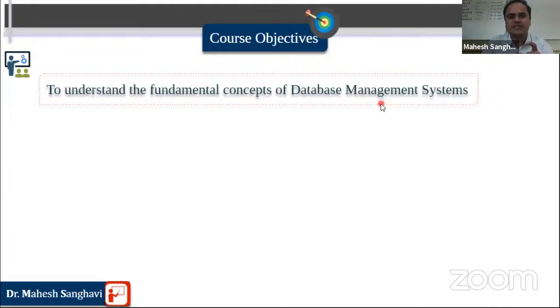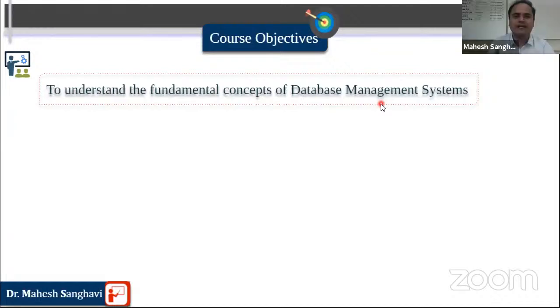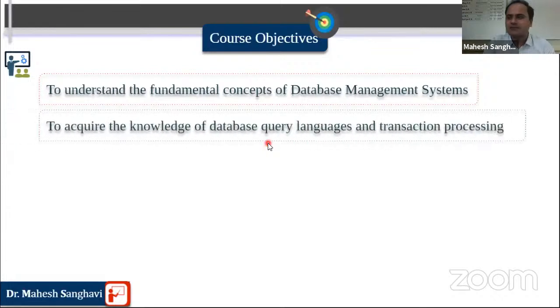In GATE, there are 10 subjects. Out of that, one subject is DBMS. So those who are planning for higher education, you need DBMS. Those who are planning to crack any campus interview, there will definitely be questions based on DBMS. SQL queries will definitely be there in your campus interview. Those who are planning for business also need database management system, because that is the backend part, which is important. So understanding the fundamental concepts of DBMS will be one of the objectives.